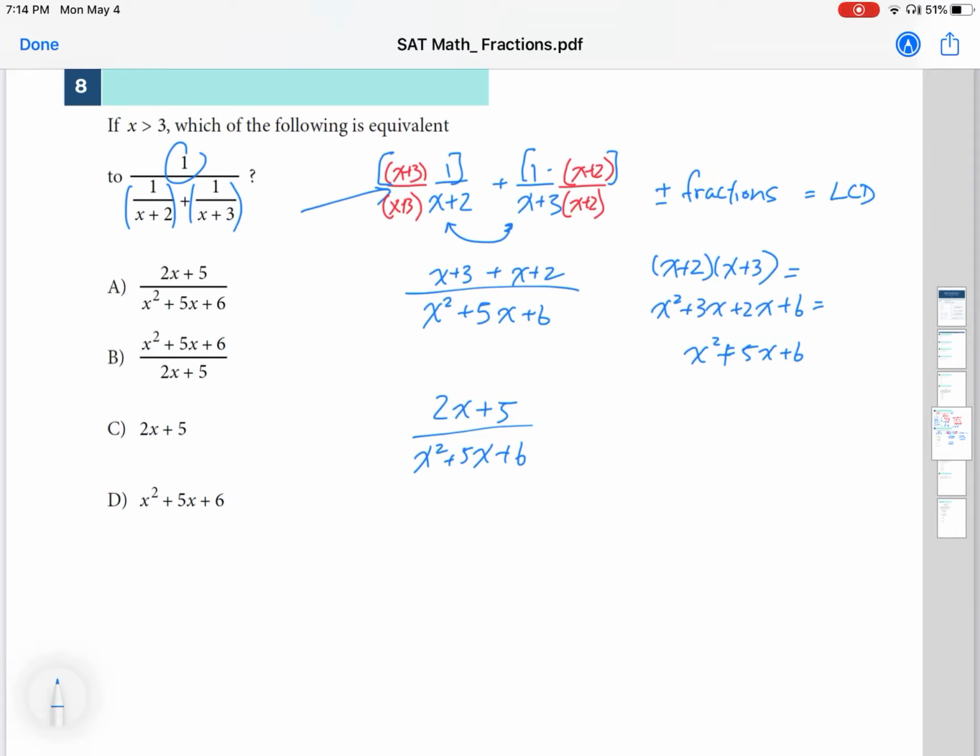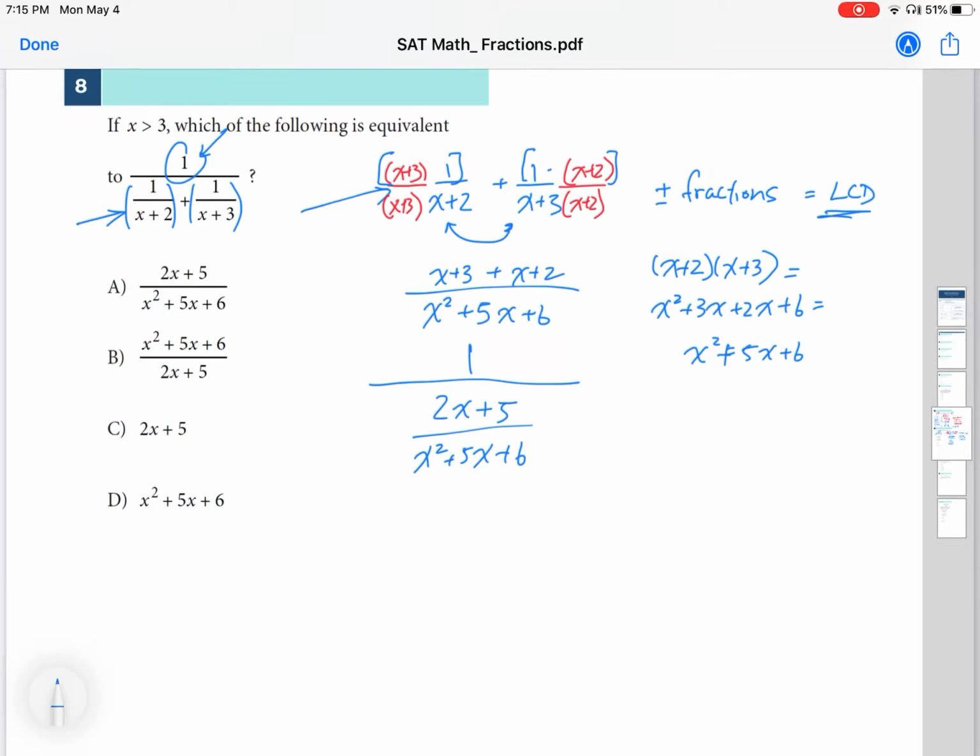Now what we've done here is added two rational expressions. That's the term for these algebra fractions. They're called rational expressions, and we've added them correctly by finding an LCD. But we have one more step, which is this 1 in the numerator.